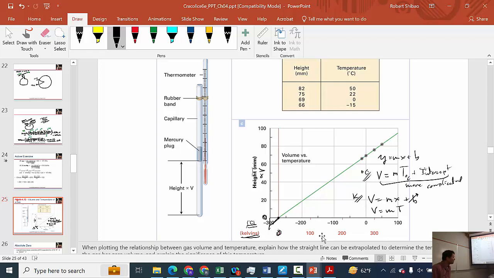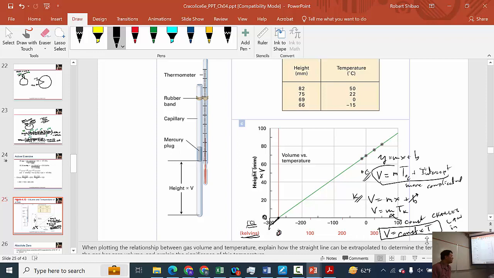X is going to be the temperature in Kelvin. M is a constant, which is the slope here. I'm not going to measure the slope. And so what we say is the volume is equal to a constant, the slope, times the temperature. In other words, this is what we call Charles' law, in Kelvin.